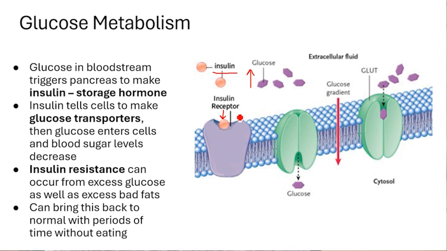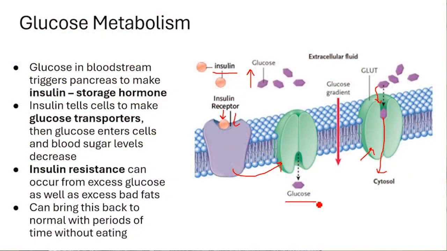Insulin binds to a receptor on the membrane. This receptor, when the insulin binds, it triggers the production of glucose transporters. When the glucose transporters are present on the membrane, then the glucose can bind and it will move into the cell. Without the glucose transporters, glucose will stay outside of the cell in the bloodstream.